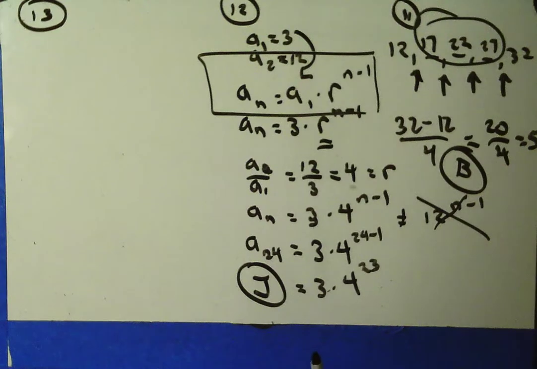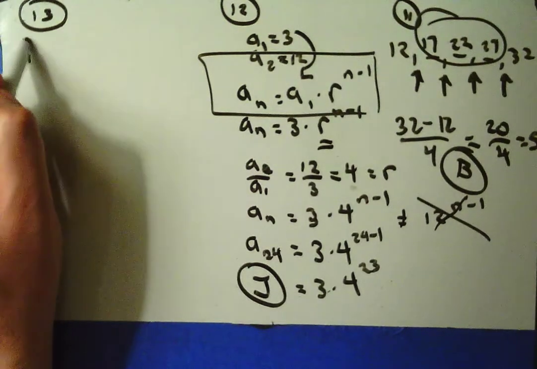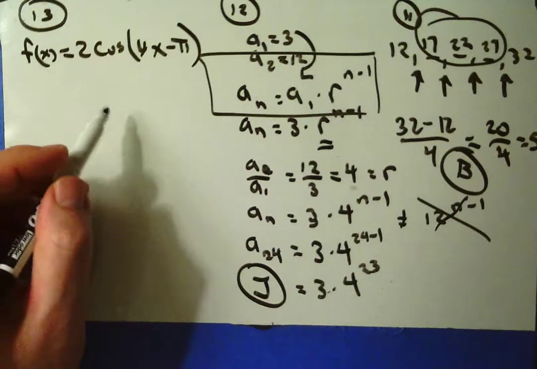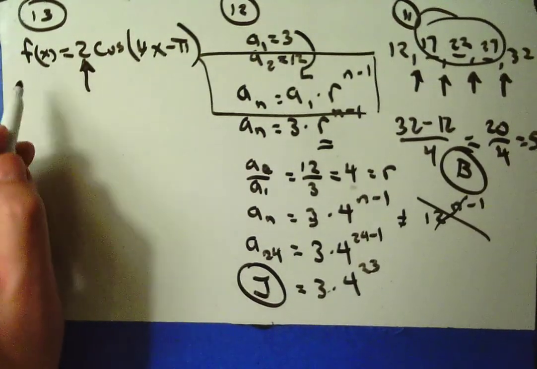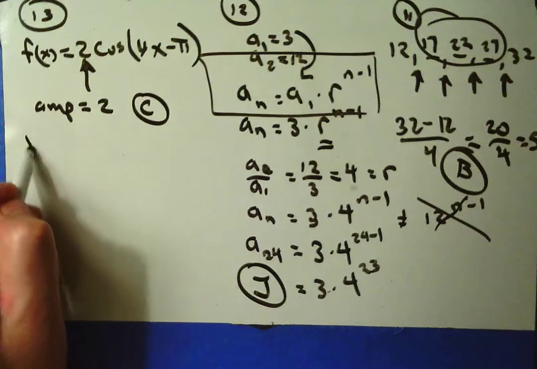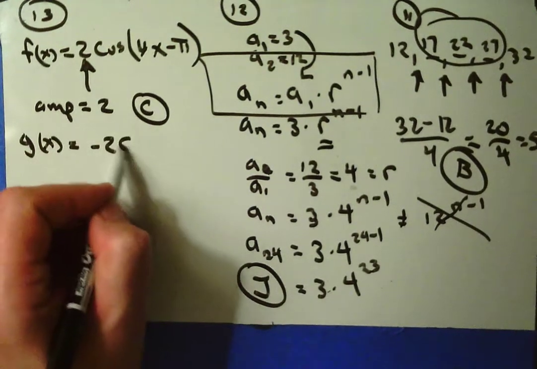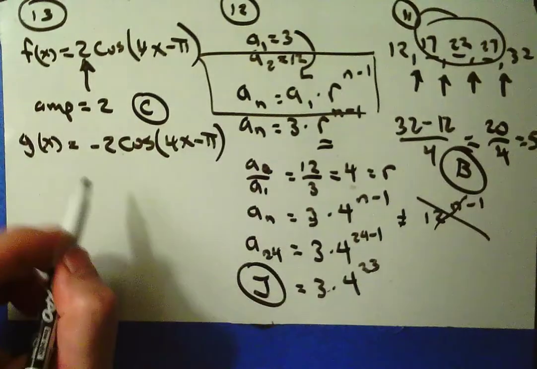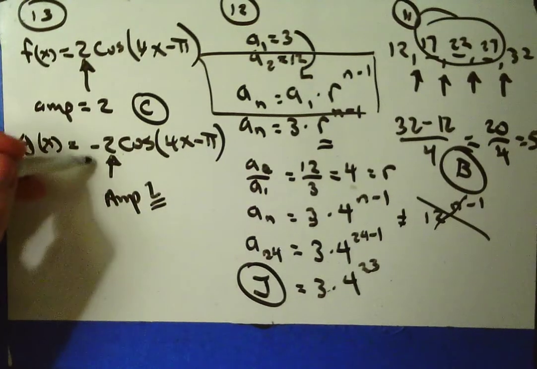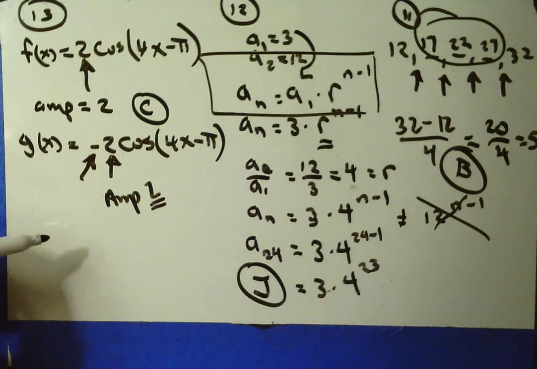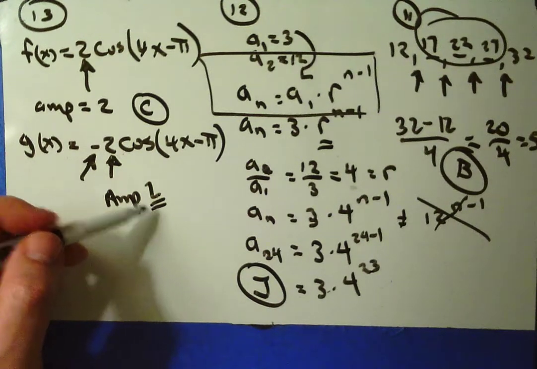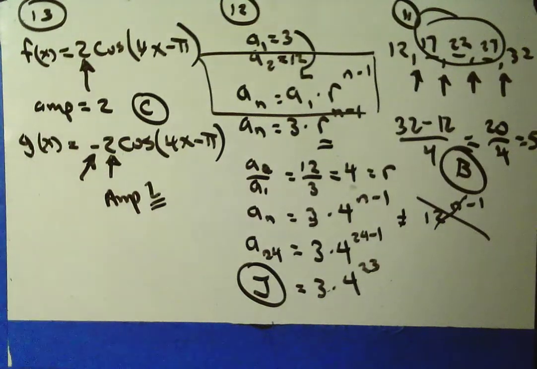13. What is the amplitude of the function f of x equals 2 cosine 4x minus pi? Well, we know the amplitude is this leading coefficient here, so our amplitude is 2, which corresponds with choice C. Just a word, if I had seen this, negative 2 cosine 4x minus pi, remember, the amplitude is still 2. The amplitude does not include this positive or negativeness out here. It's just the value of that number, how much I go up by and down by. I go up and down by 2, whether there's a negative out front or not. Okay?